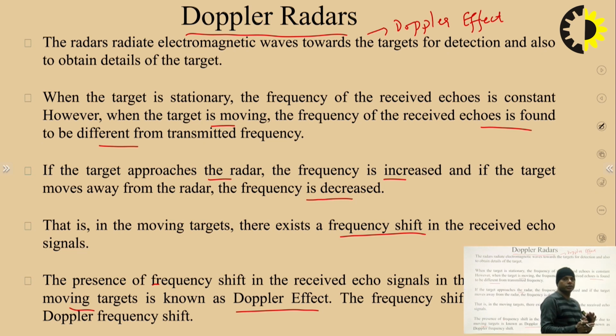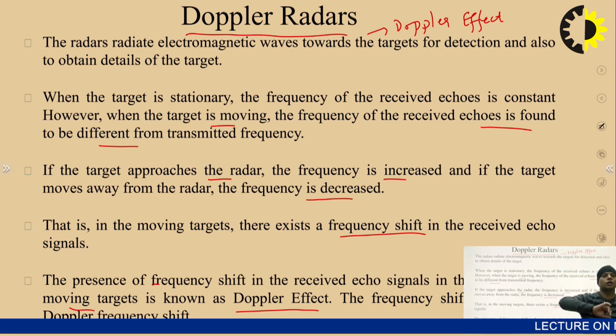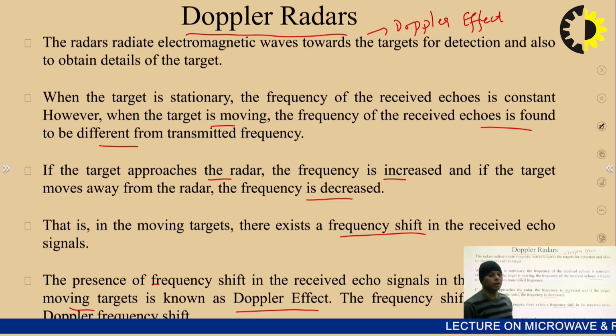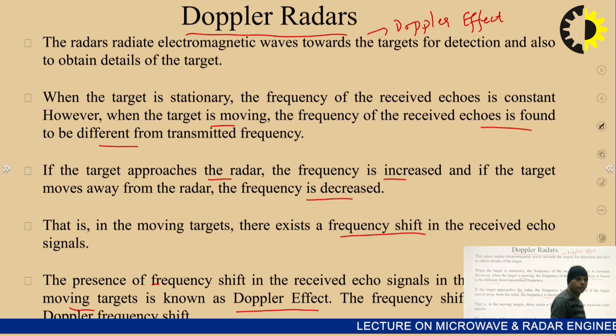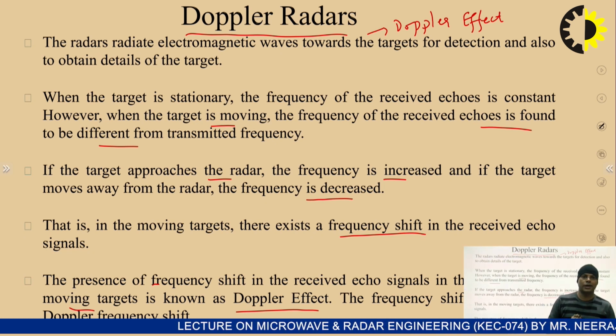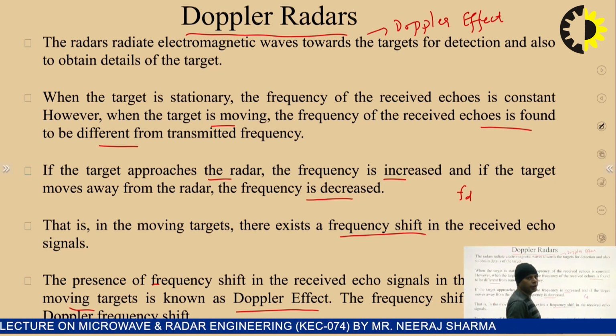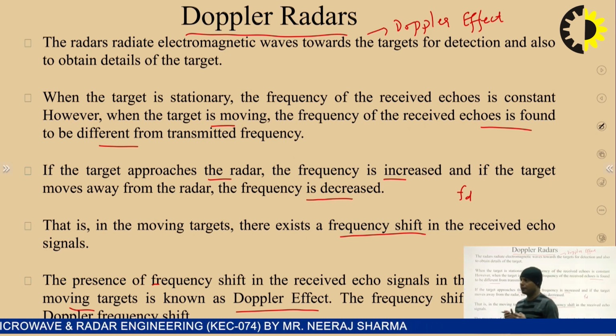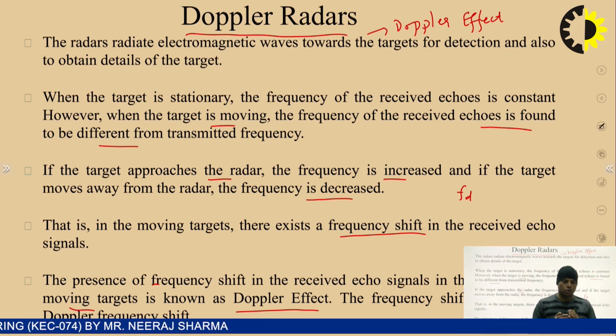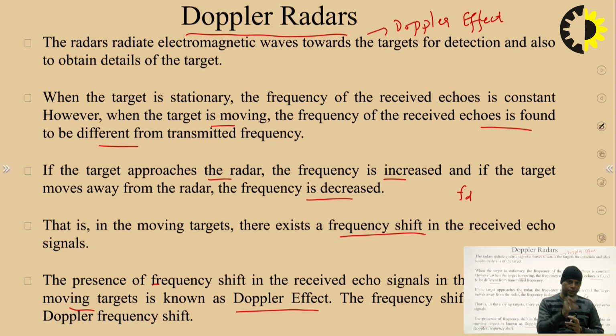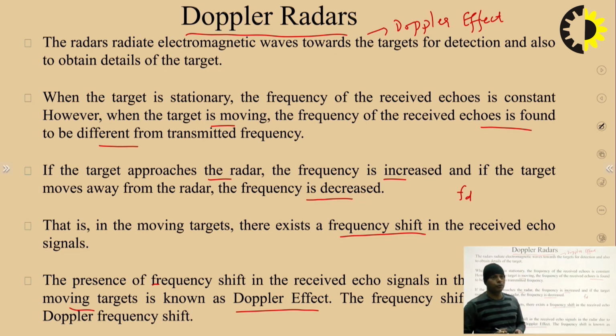Means the frequency change between the transmitted frequency and the received frequency is named the Doppler effect, or the shift is known as the Doppler frequency shift, and the corresponding frequency for this moving target is known as the Doppler frequency, given by the symbol f_d. So this is the main concept for finding the position of the moving target. On the basis of the analysis or processing of this f_d, we can find the exact situation of the moving target here.